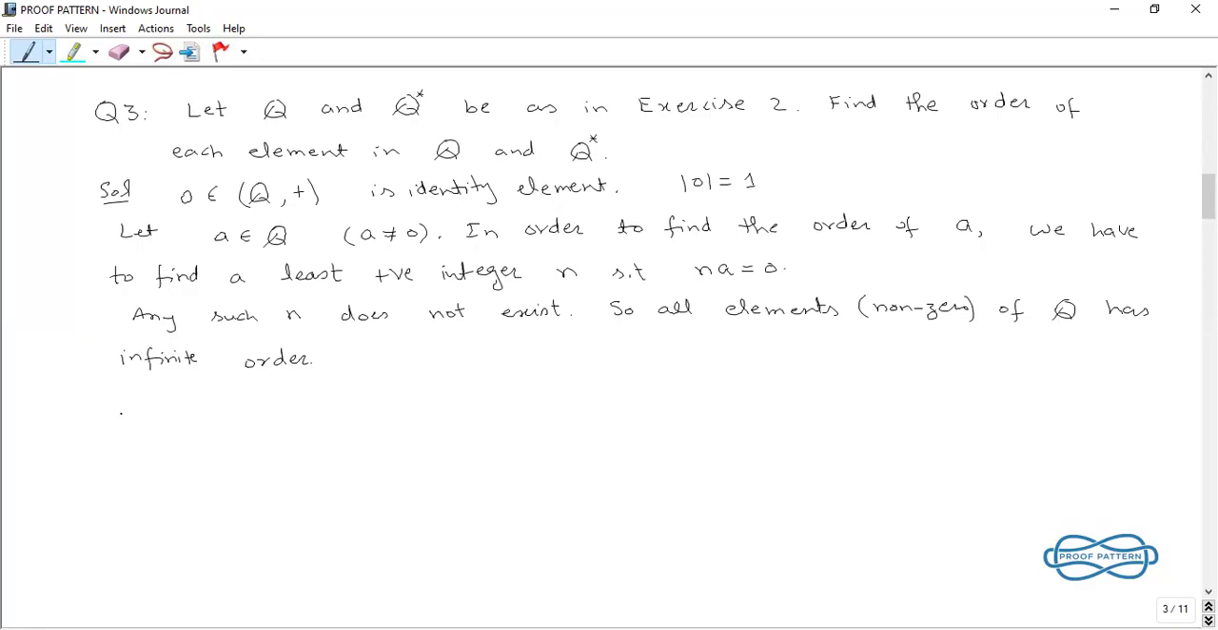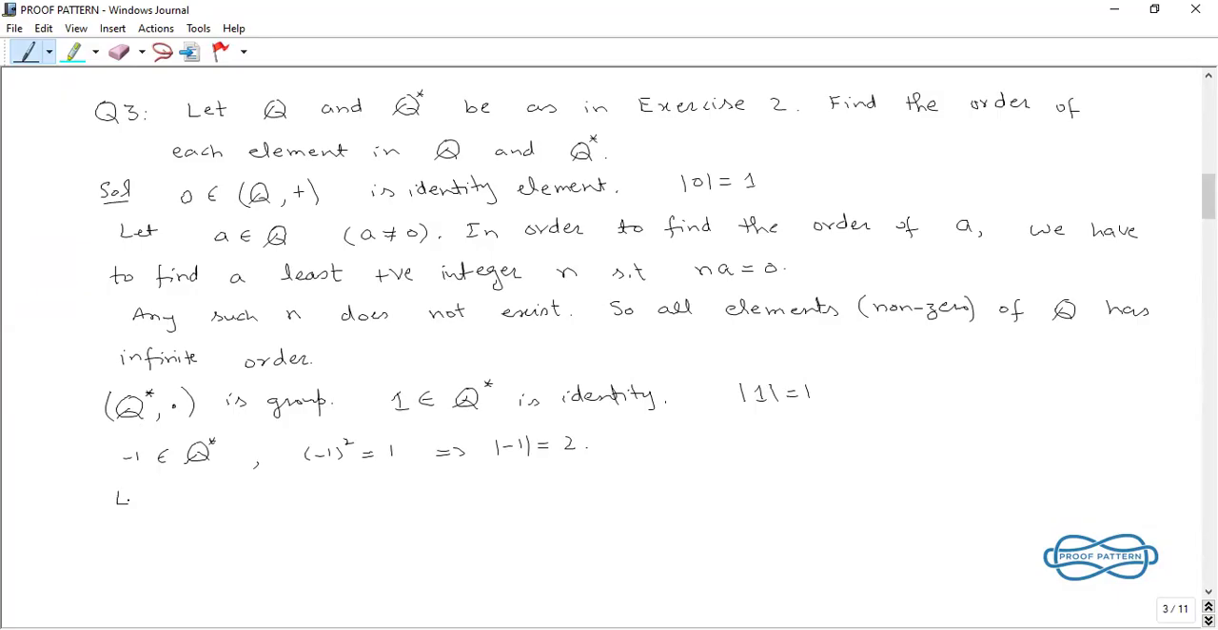Okay. Now for the set of non-zero rational numbers, which is a group under multiplication, we will find the order of every element. So Q star is a group under multiplication, and we know that 1, which belongs to Q star, is the identity element, and the order of the identity element is 1. Similarly, -1 belongs to Q star, and if we raise -1 to the power 2, we get the identity. This means -1 has order 2.